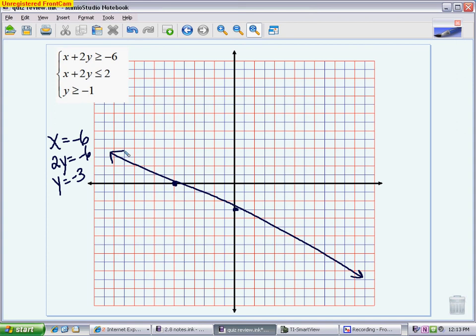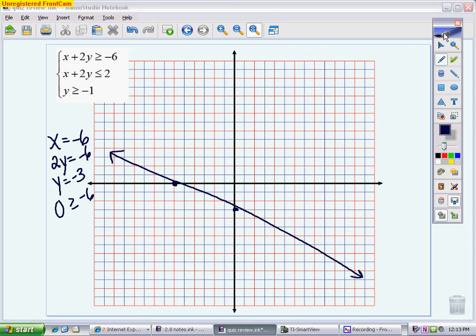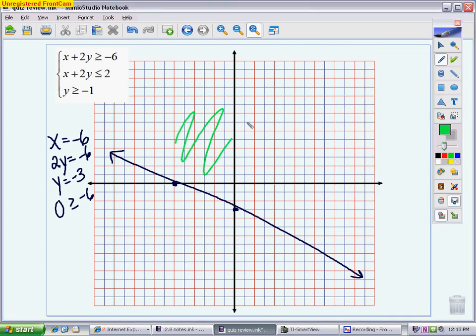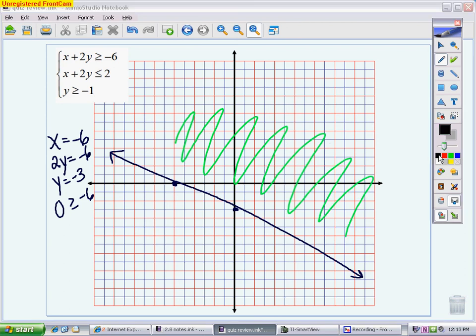I'm going to use 0, 0 as my test point. So 0 greater than or equal to -6 is true. So I'm going to shade towards 0, 0. You probably want to do this first shading really light because you know you have more shading to go. So you might want to pick something like a very light color, maybe a light green, giving you this region up here. Again, my goal is to find where all the shading overlaps.